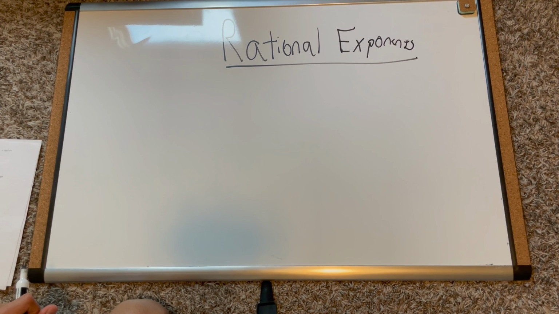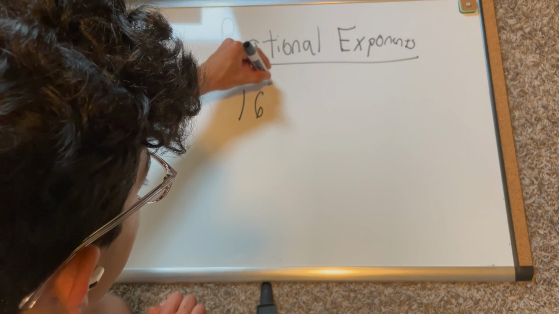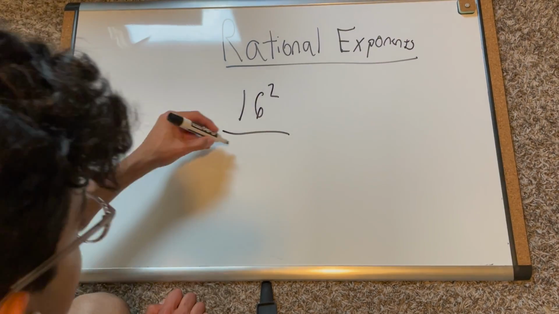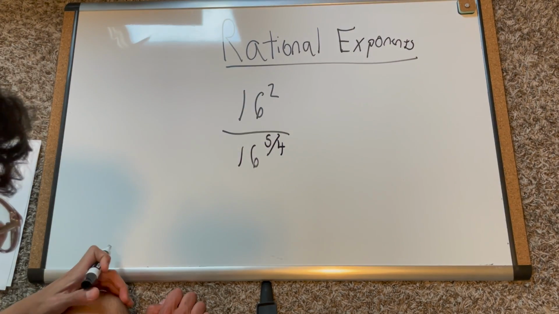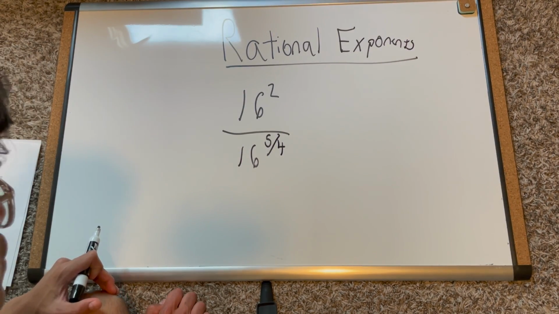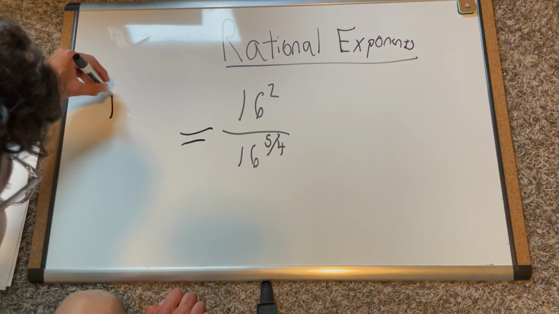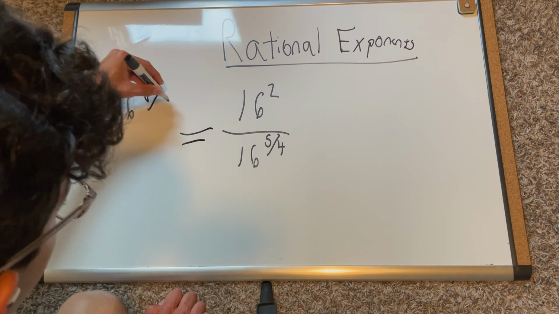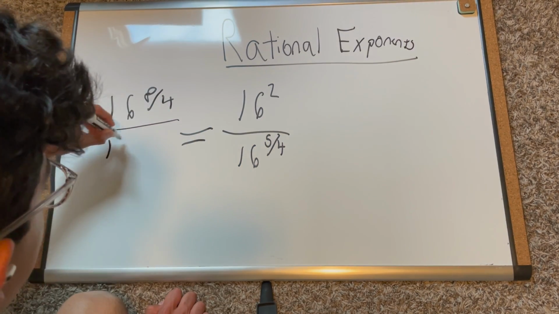Okay, so we can also do, let's see. I'm going to do number 10, even though I didn't think I was going to put on the video, but I'm going to put it on. So 16 squared over 16 to the 5/4. So they have the same base, but how can you subtract them when one's a fraction and one's not? Good question. You can actually turn it into a fraction, like this. 8 over 4, same thing. 8 over 4 is 2, so it's the same thing, so it's fine.